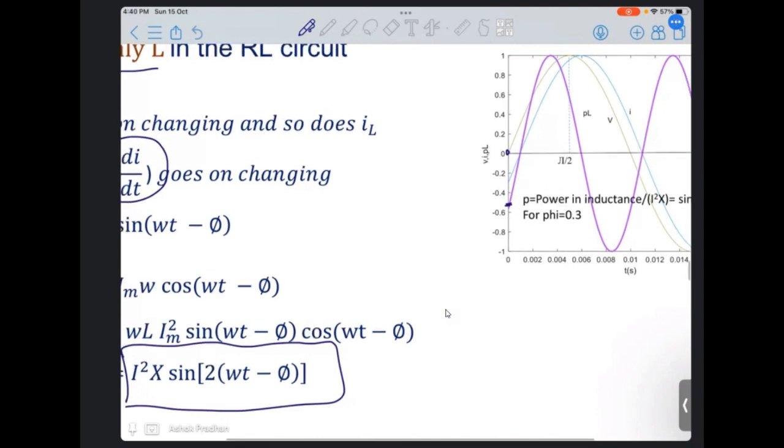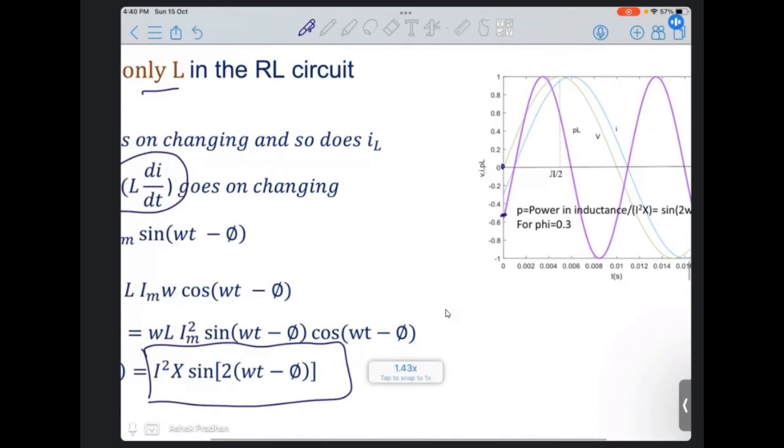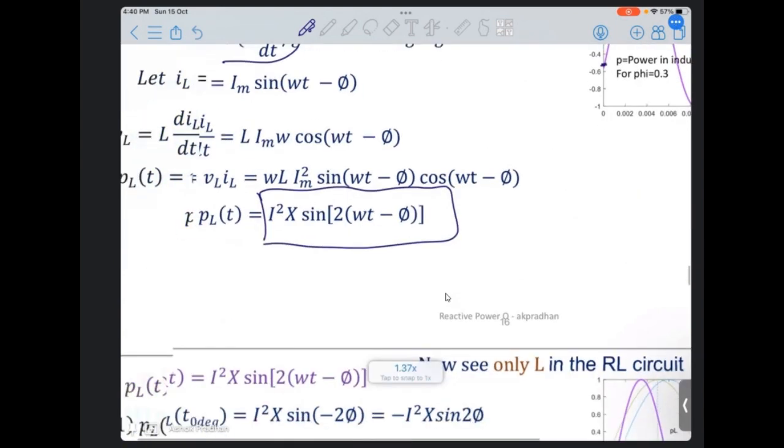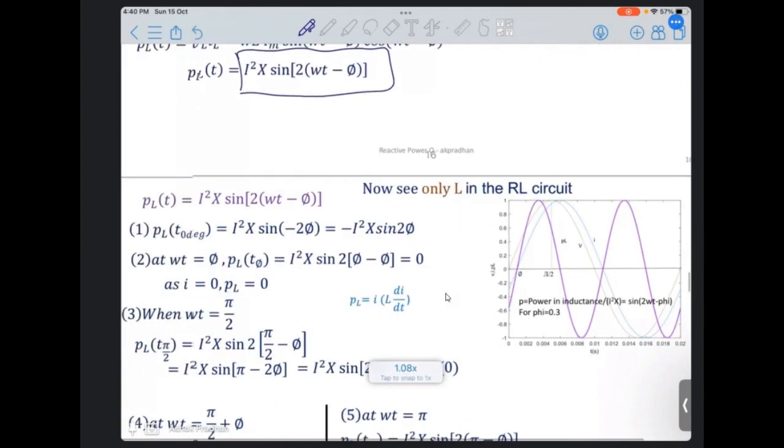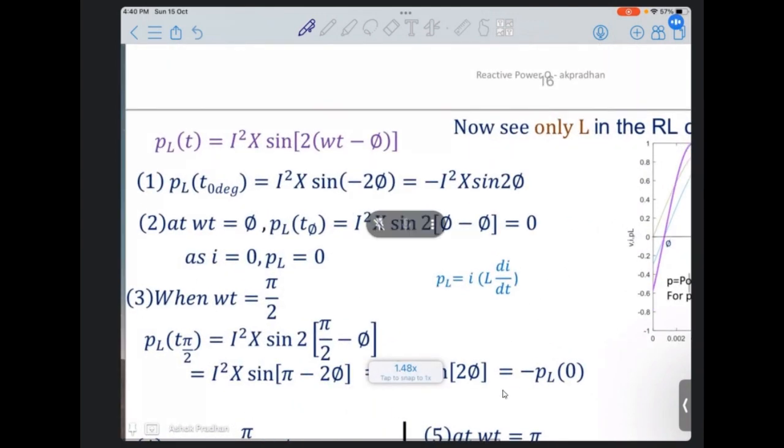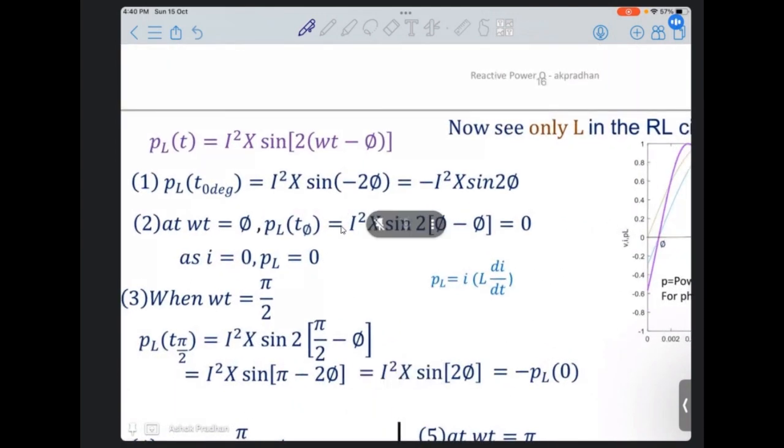We'll talk about that at this point. What is the power? And when the corresponding V happens to be peak, at pi by 2, you see here the inductor power is this. The thick curve is for the inductor power only; V and I are there. To analyze this inductor instantaneous power further, we talk about VL at t equals 0, which is minus I square X sine 2 pi, this power.